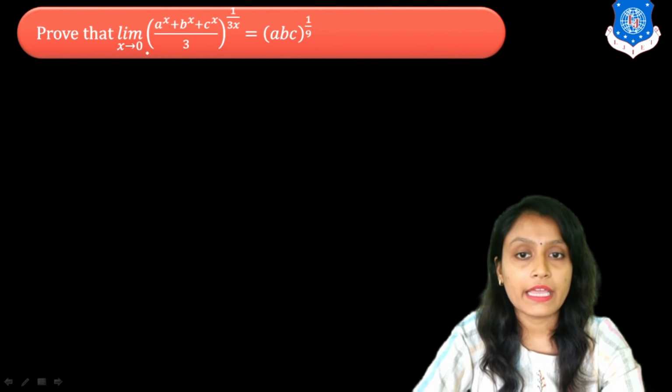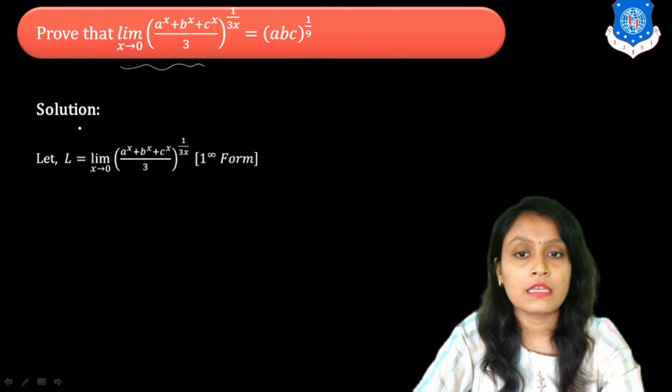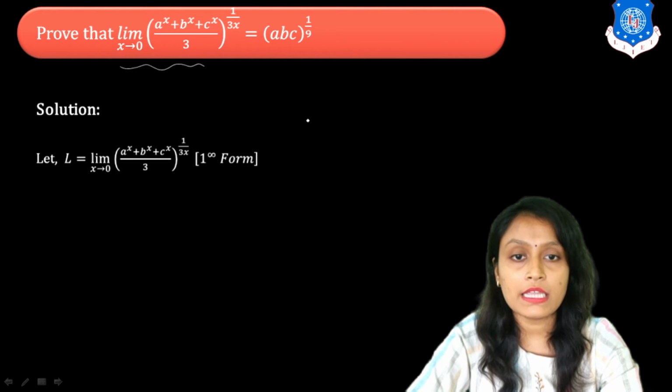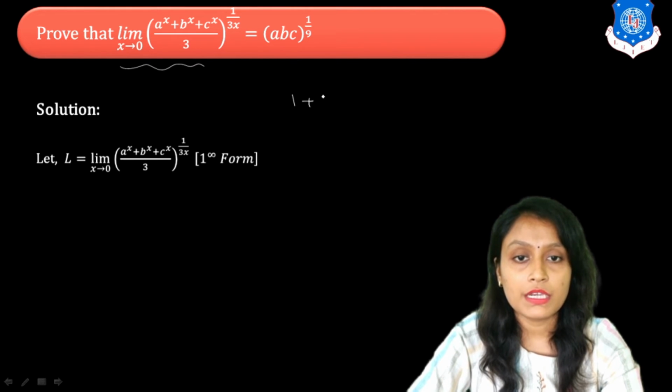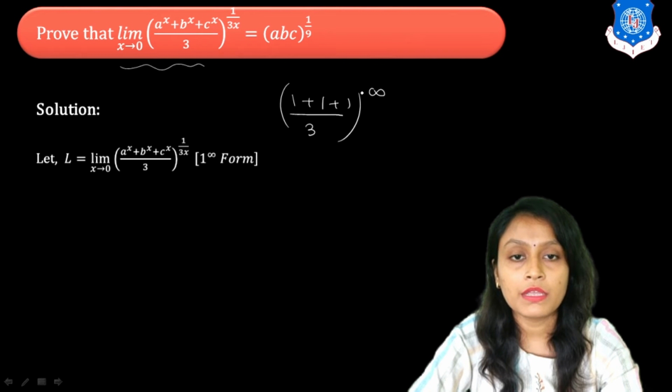Prove that limit x tends to 0 of ((a raised to x plus b raised to x plus c raised to x) upon 3) whole raised to 1 upon 3x is equal to (abc) raised to 1 upon 9. Firstly, we will assume this limit as L. If you substitute x equals 0, you will get a raised to 0, that is 1, plus b raised to 0, 1, plus c raised to 0, 1, upon 3, and whole raised to 1 upon 0, so it will become infinity. This 3 upon 3 is 1, so you will get the form 1 raised to infinity.